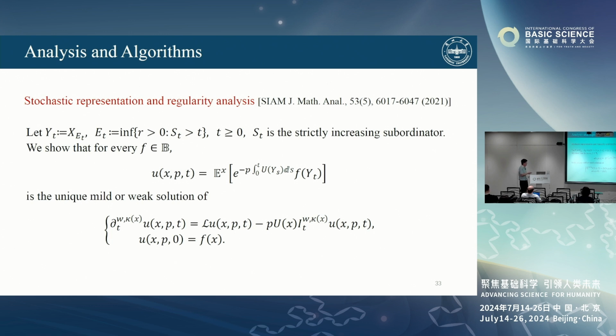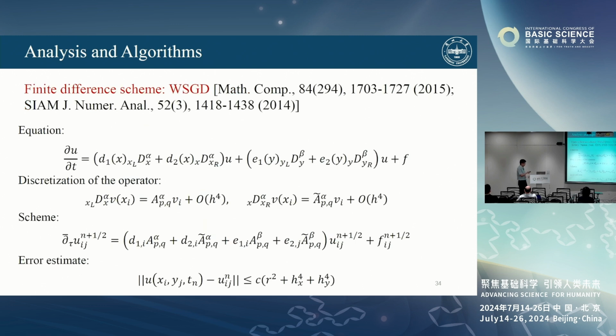For example, the Fokker-Planck equation can be expressed in this form. First, we can derive the stochastic representation. We can write it in this form. This one we mathematically prove is the unique mild or weak solution of this PDE.